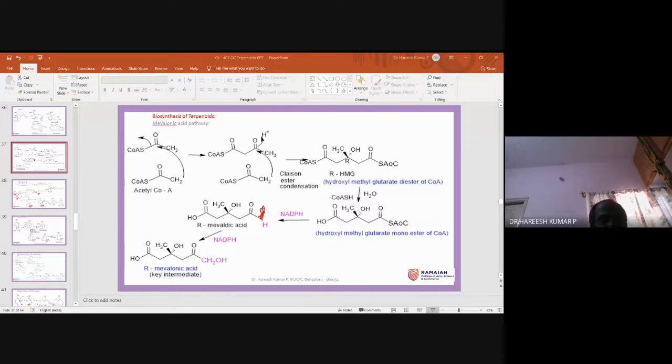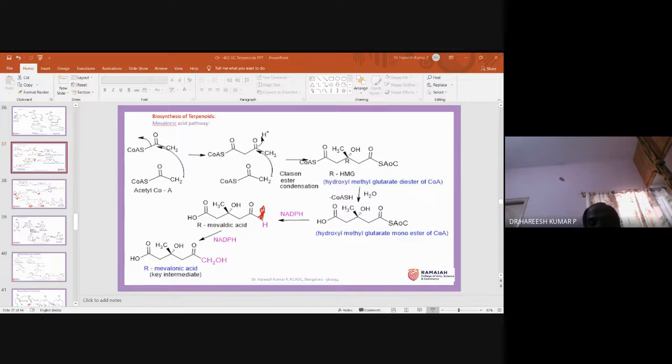Mevalonic acid, this is the one, and I'm treating this mevalonic acid with ATP. ATP will act as a source of phosphoric acid moiety, so a hydroxy group is converted into phosphate, and ATP is converted into ADP. ADP is adenosine diphosphate; ATP is adenosine triphosphate. ATP gives one phosphoric acid group to this and converts hydroxy into a phosphate ester, and ATP itself is converted into ADP.